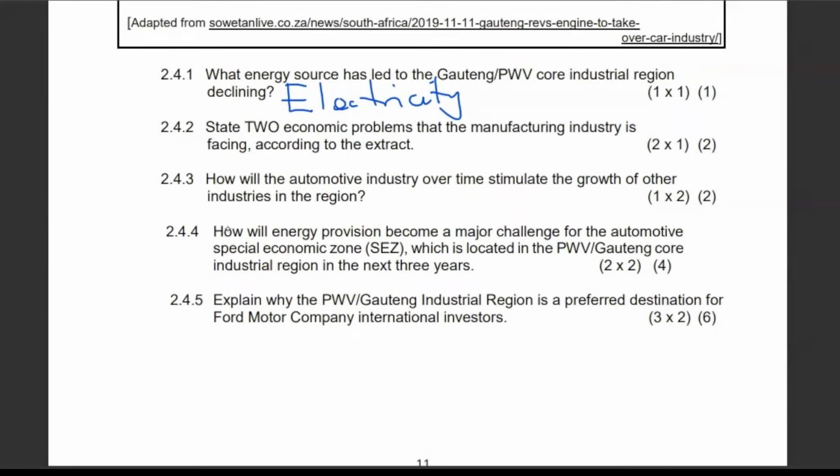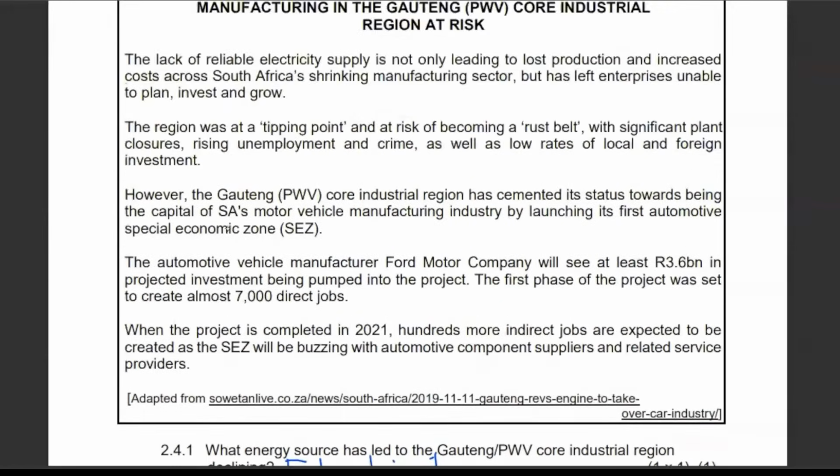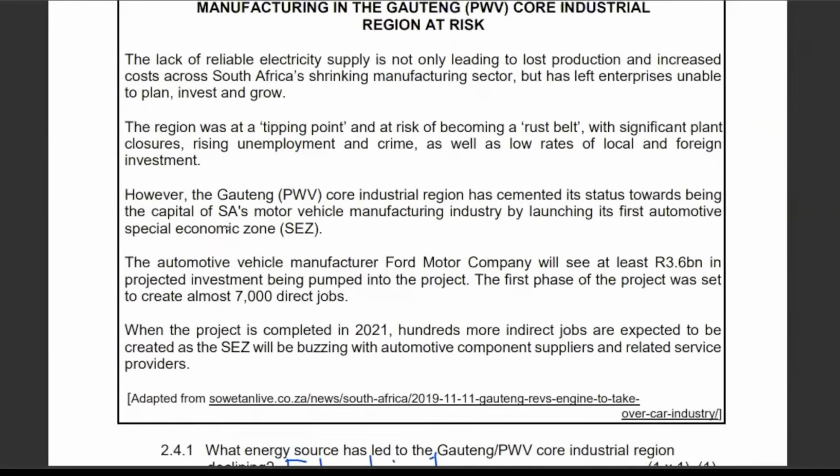Right. State three economic problems that the manufacturing industry is facing according to the extract. This is according to the extract. We want to try and identify the economic problems that the manufacturing industry is facing. Right. If we check the first paragraph, lack of reliable electricity is not only leading to lost production, increased costs, South Africa shrinking manufacturing sector, but that is not an economic factor there.